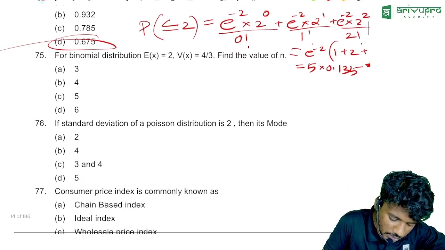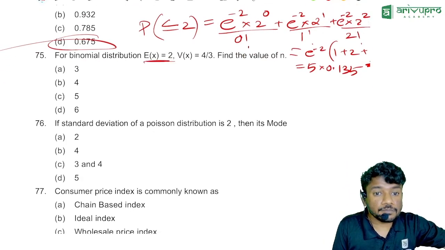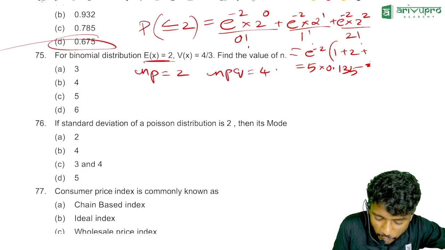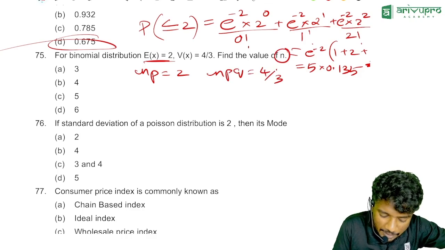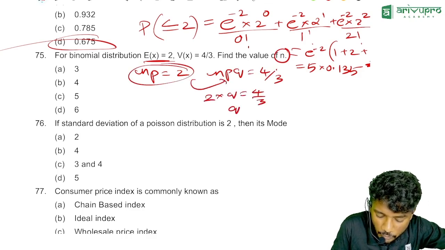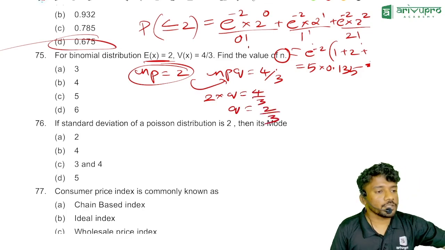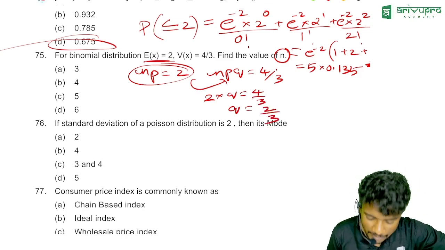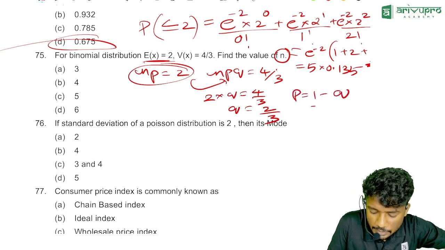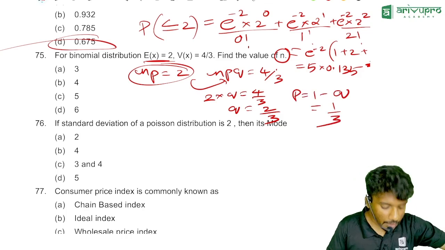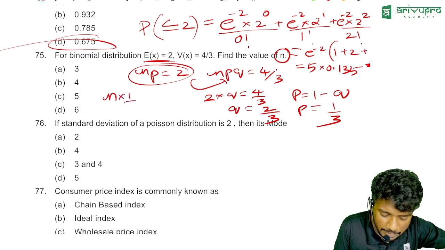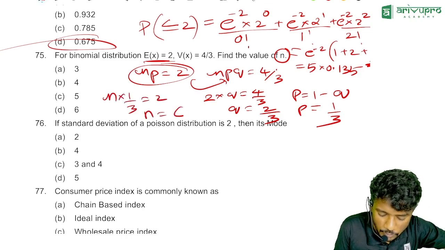Okay, now the next question. What is given? np is equal to 2. npq is equal to 4 by 3. They are asking for n. So put this over here. That will be 2 into q is equal to 4 by 3. So q is equal to 2 by 3. 4 by 6 is 2 by 3. Then p is equal to what? 1 minus q, that is 1 by 3. Correct? Yes. So p is equal to 1 by 3. So n into 1 by 3 is equal to 2. So n is equal to 6.